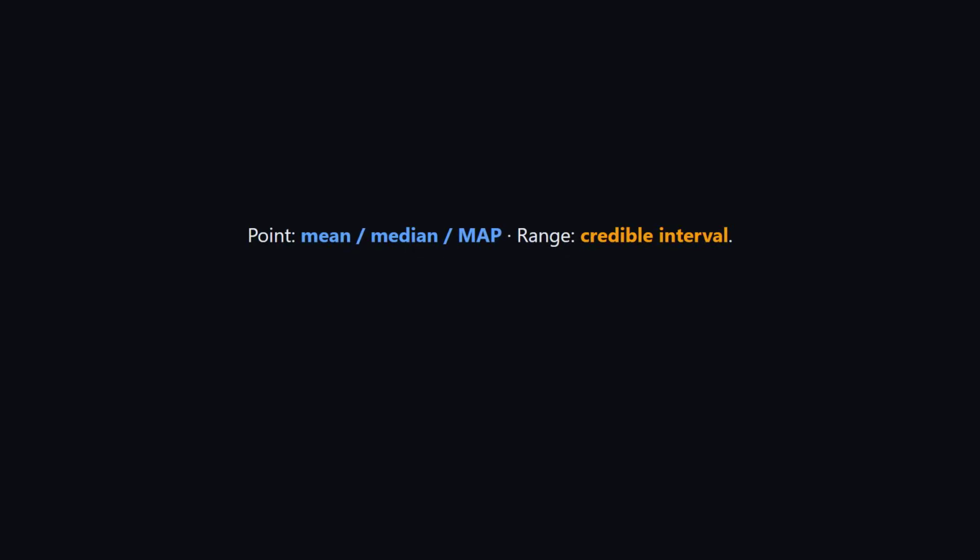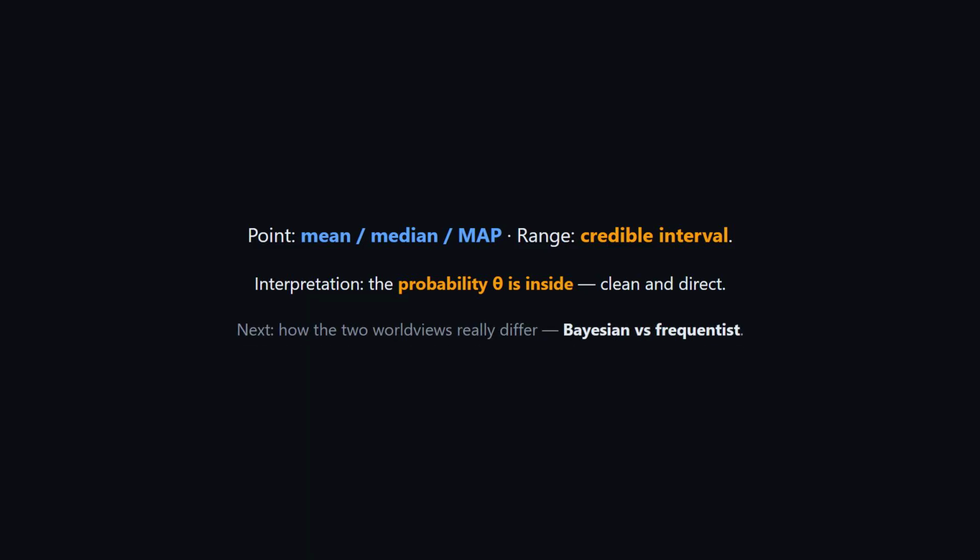Summarize the posterior with a mean, median, or MAP for a point, and a credible interval for a range. Its interpretation is the clean one, the probability the parameter is inside. Next, how the Bayesian and frequentist worldviews really differ.